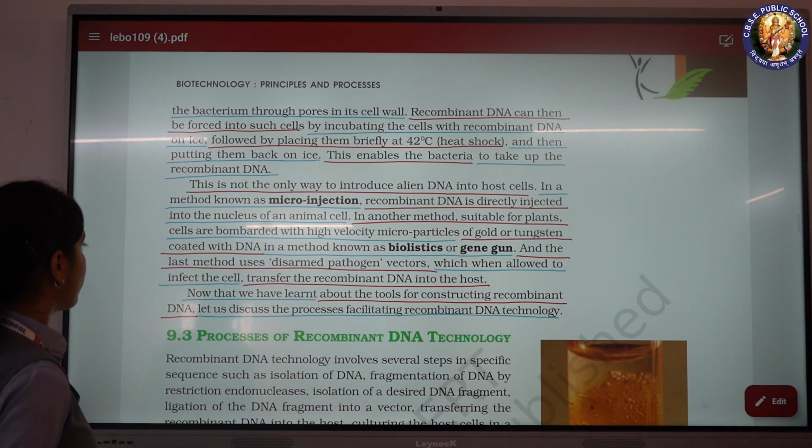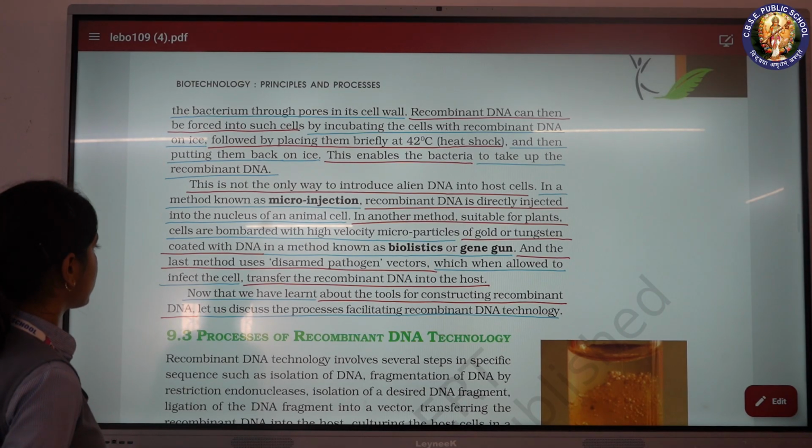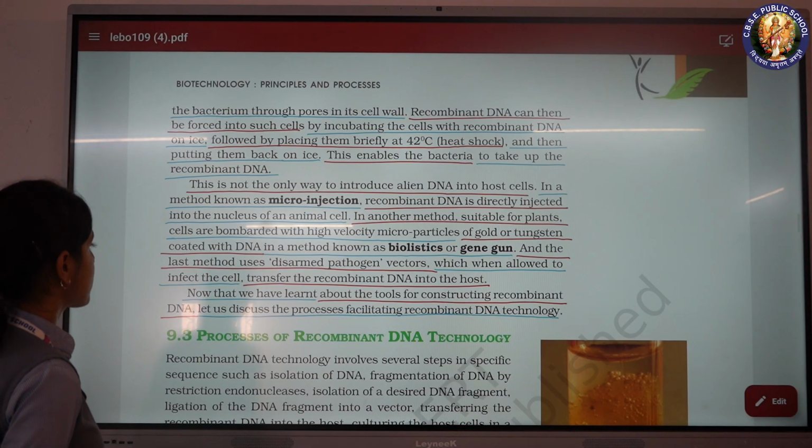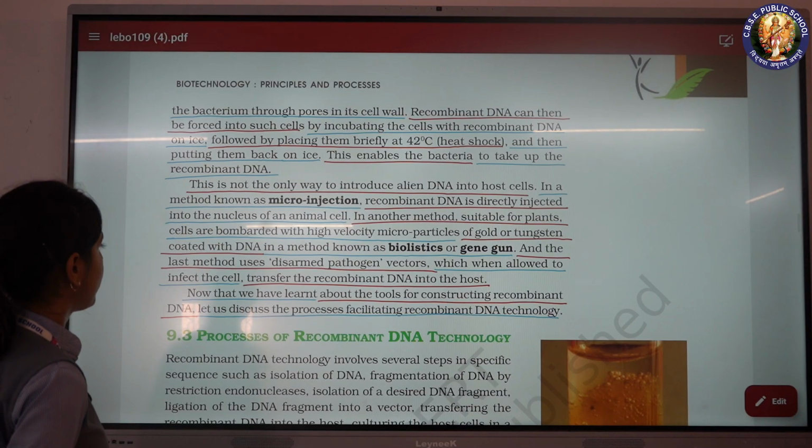Now that we have learned about the tools for constructing recombinant DNA, let us discuss the processes facilitating recombinant DNA technology.